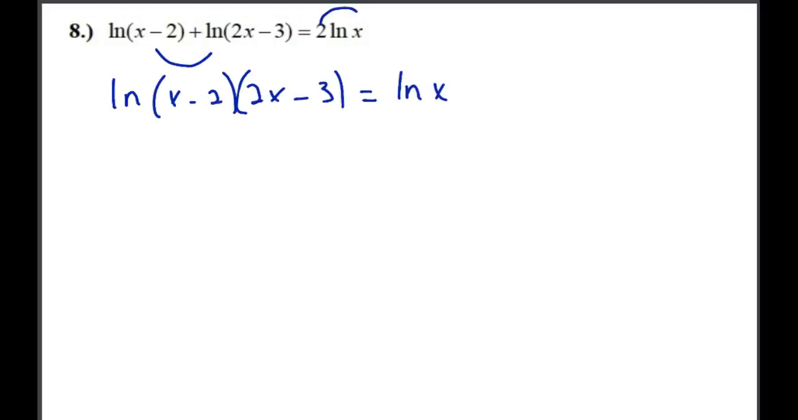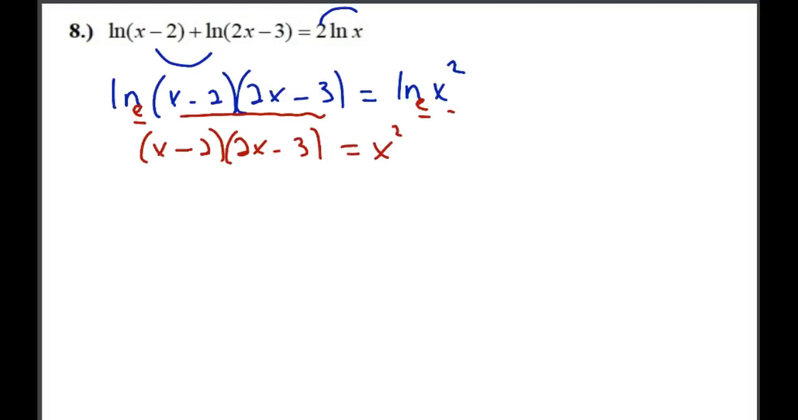All right, number 8. I have more than one log in the problem, so I'm going to condense this first. That was the third strategy that we could do. If I combine this left side together, this addition is going to condense into multiplication. And while I'm at it, I'm going to put this 2 up here as an exponent. You've got to get rid of the coefficients as well. So now on both sides, this is log base e, natural log. Since the bases are the same, the things that I'm taking the logs of are equal. So x minus 2 times 2x minus 3 equals x squared.